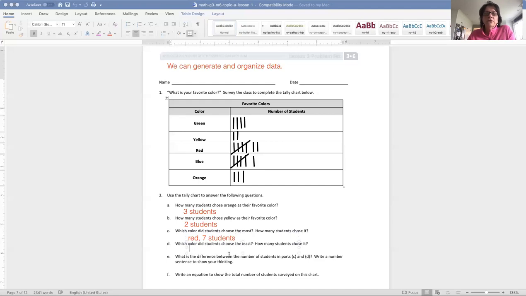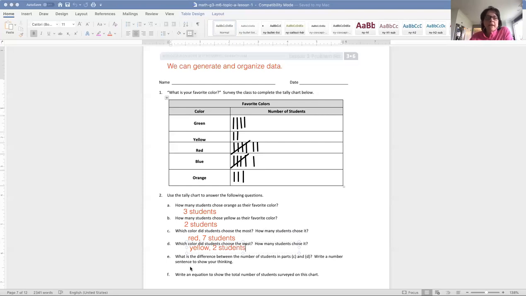Right. Next question, question D. Which color did students choose the least and how many students chose it? Again, I can go back up to my tally chart. What do you think, boys and girls? It looks like yellow and only 2 students chose that. So I'm going to come down here and I'm going to write yellow and put that 2 students chose that.